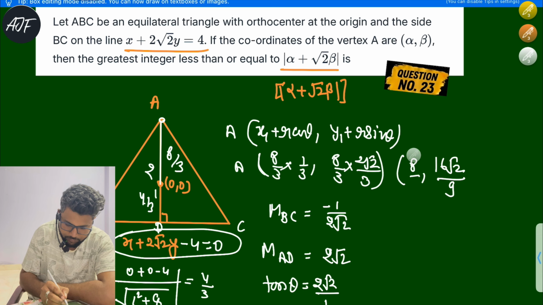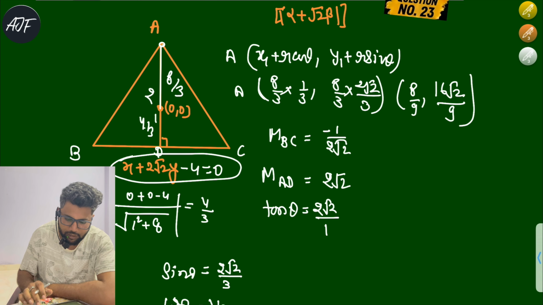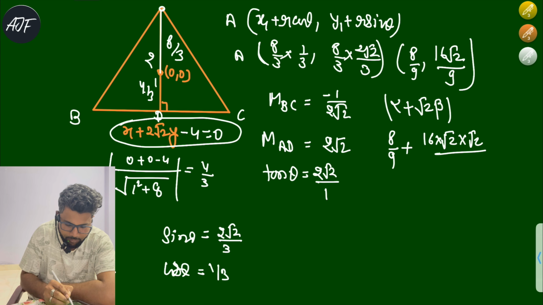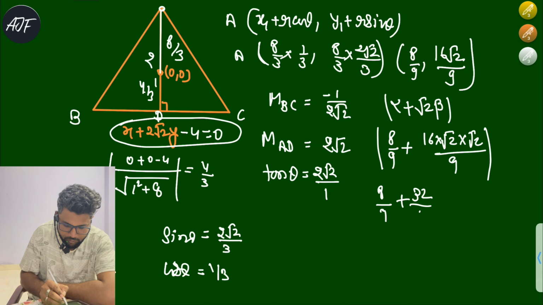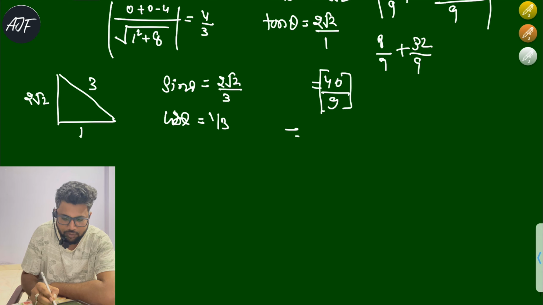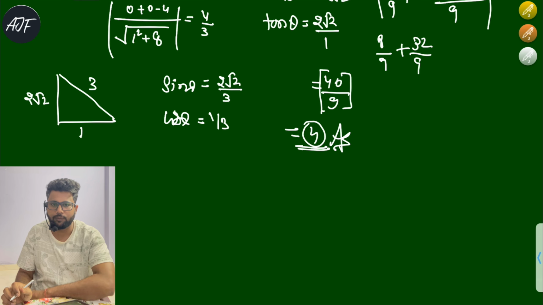And it says alpha plus root 2 beta, so alpha plus root 2 times beta. It is 8 by 9 plus root 2 times 16 root 2 by 9, that is root 2 into root 2 divided by 9, right, and its modulus. So 8 by 9 and 32 by 9, meaning 40 by 9, and we use the greatest integer function because it asks for the greatest integer function of this. So it is 4 point something, meaning the greatest integer is 4. So that is the answer of this question. Thank you.